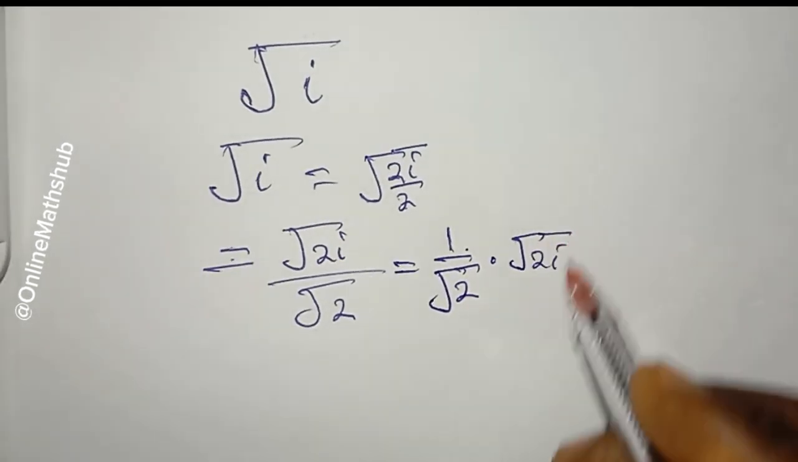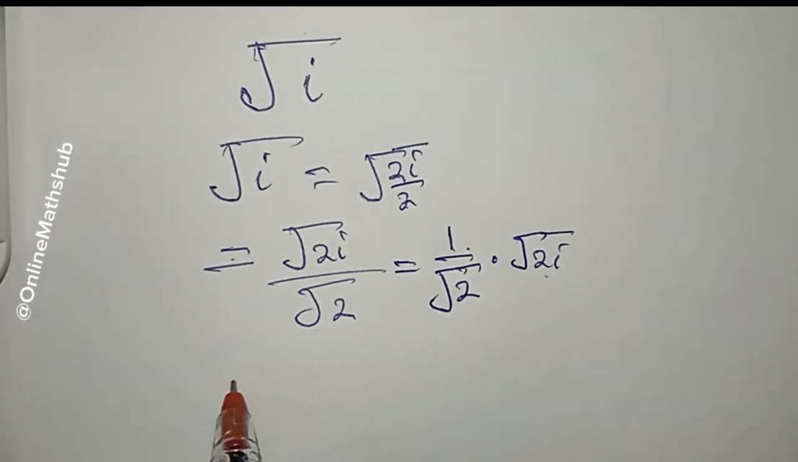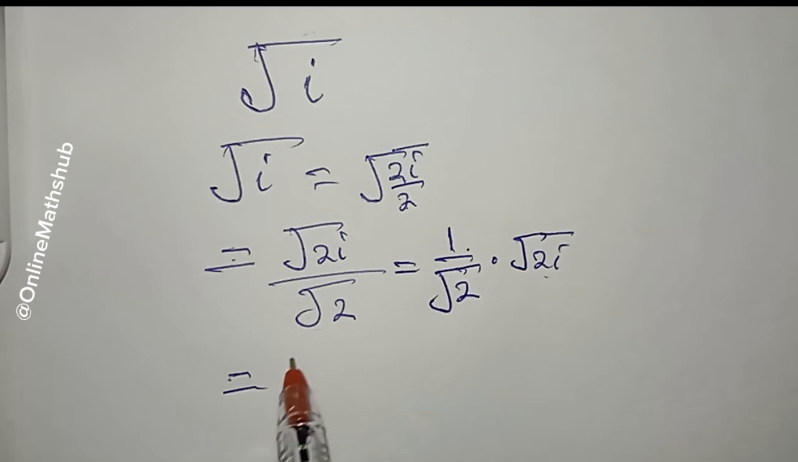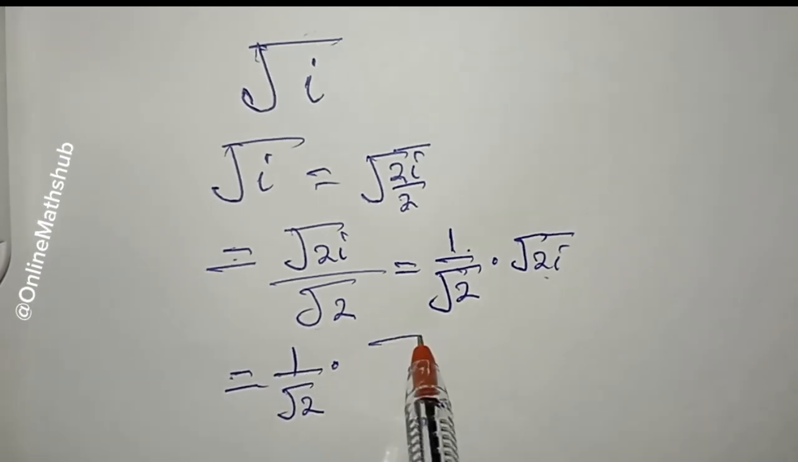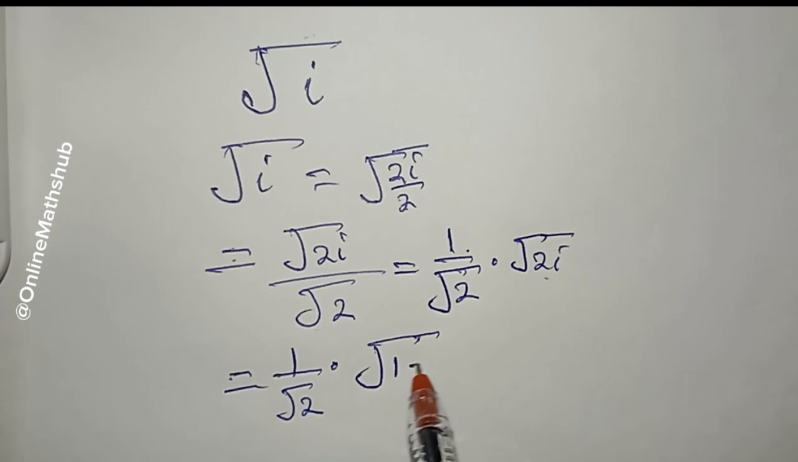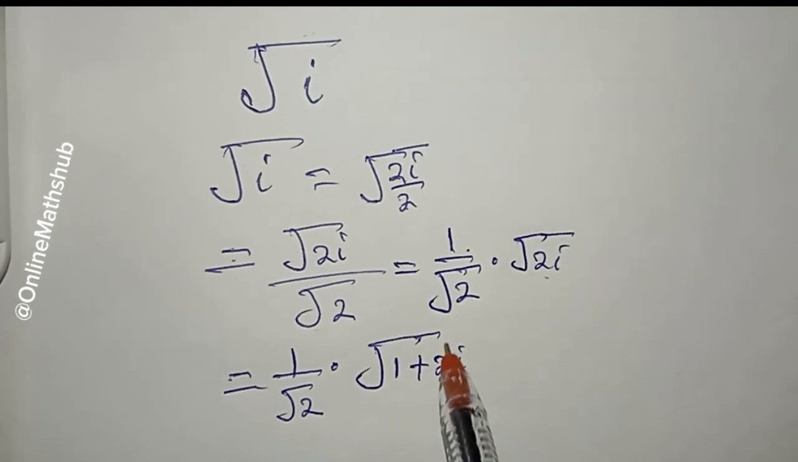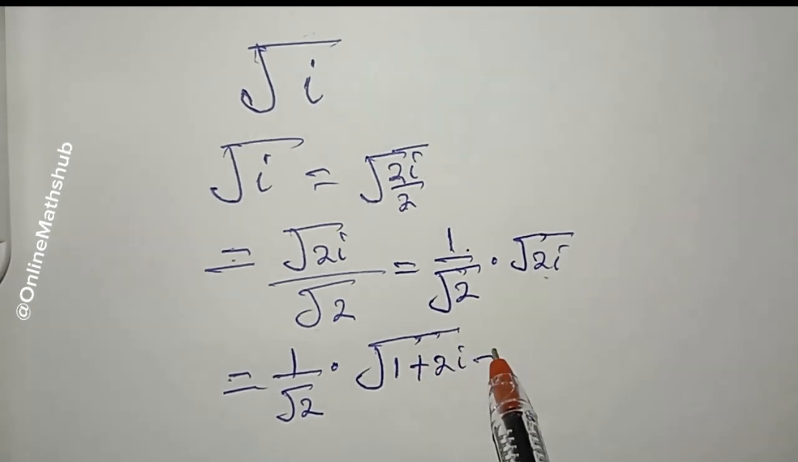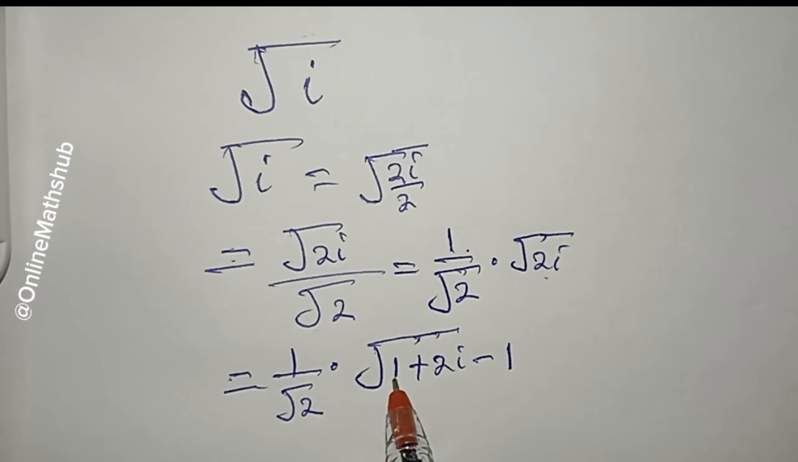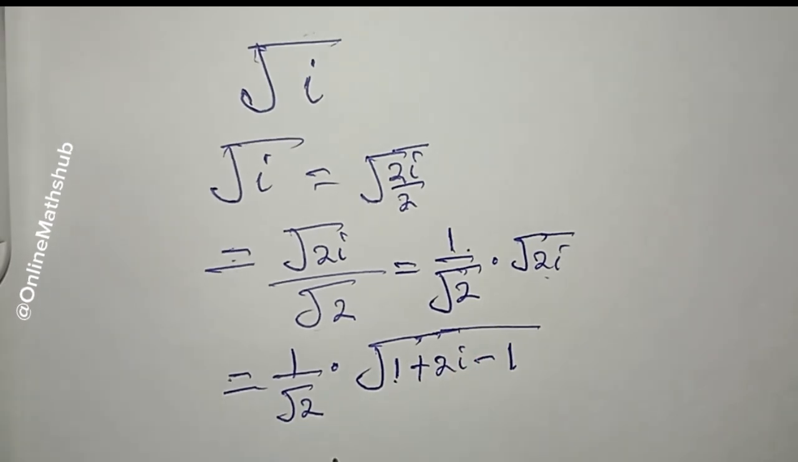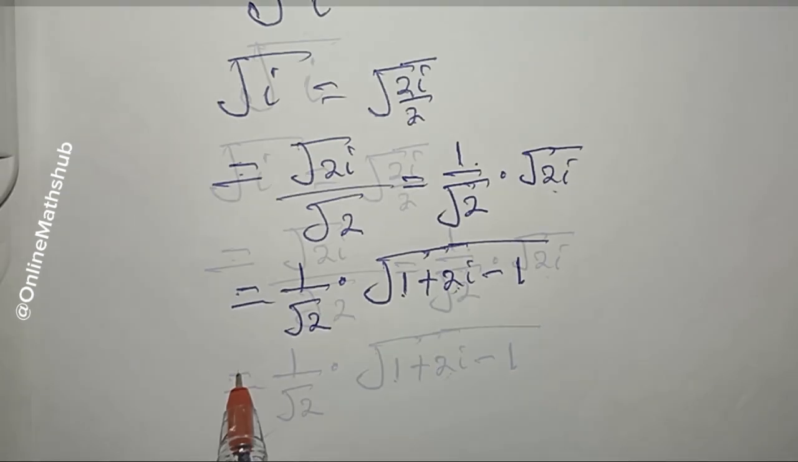Next I'm going to write this 1 right here, so that this will change to 1 over root 2 multiplied by root of 1 plus 2i, and then of course minus 1. I added 1 here and I removed it, so I have not actually changed anything. So 1 minus 1 is 0, and then I'm also left with this 2i right here.